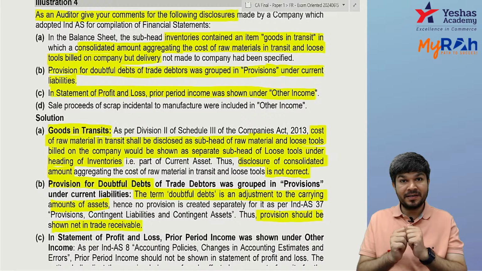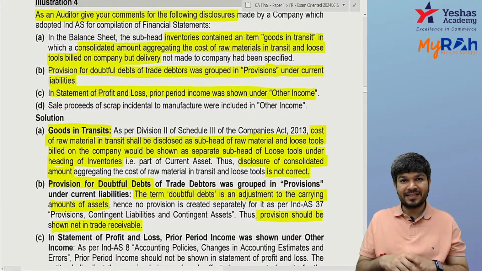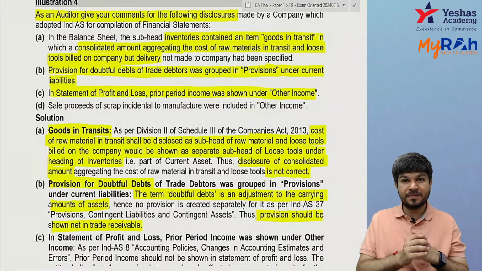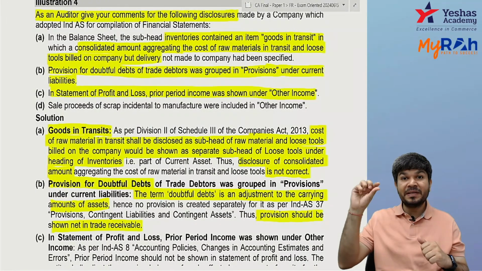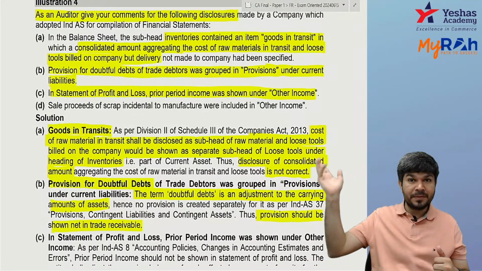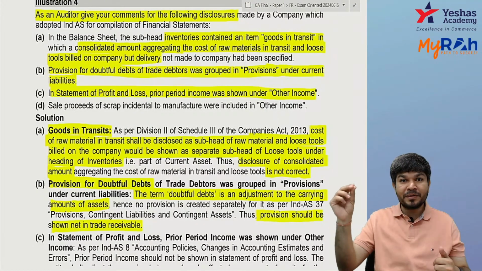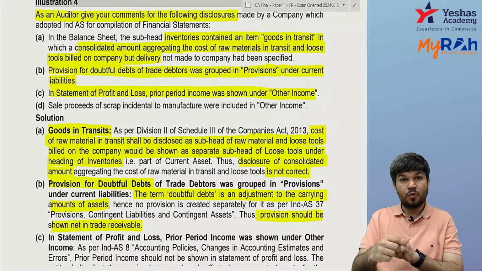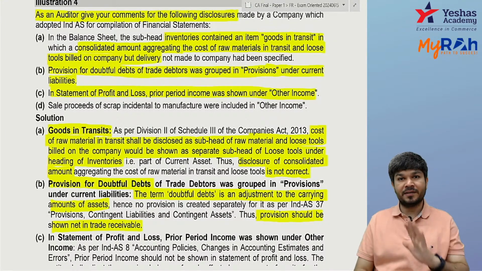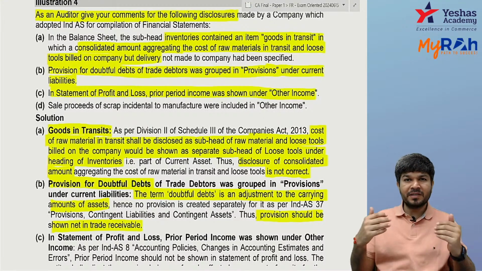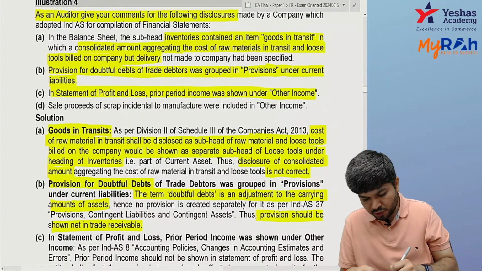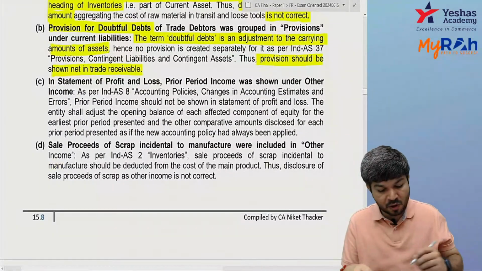If it was a prior period error, how do I rectify it? If it relates to the current year, I rectify the current year balance. If it relates to the previous year, the previous year's figures are restated. And if it relates to a period before the previous year, the opening balances of previous years are restated. If it was not an error, it will come in the current year only under the relevant head. So showing it as other income is not correct.